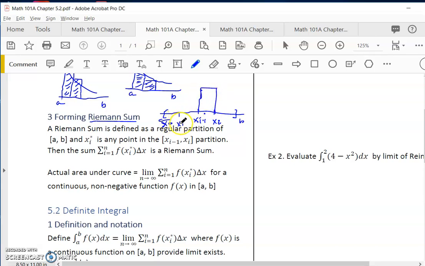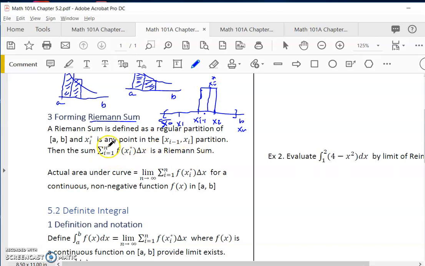When you have the first one, it starts from x1, and the last one is xn. So it's a nice number. But technically we can pick the middle. We can take whatever I want. The one that I pick would be xi asterisk, xi star. So each time I pick a number and call it xi star, times delta x. If I add this together, this sum is called a Riemann sum.